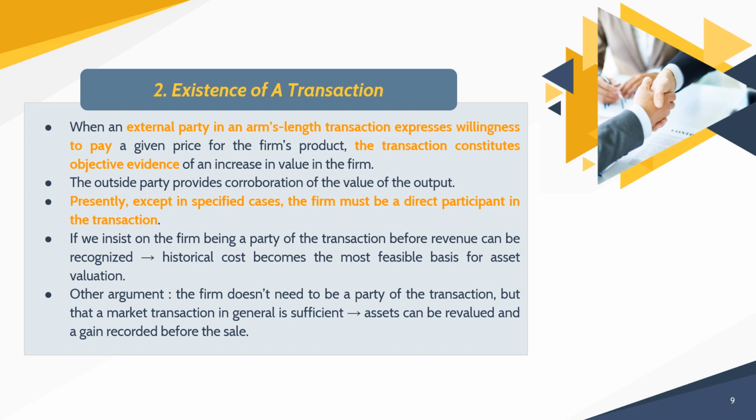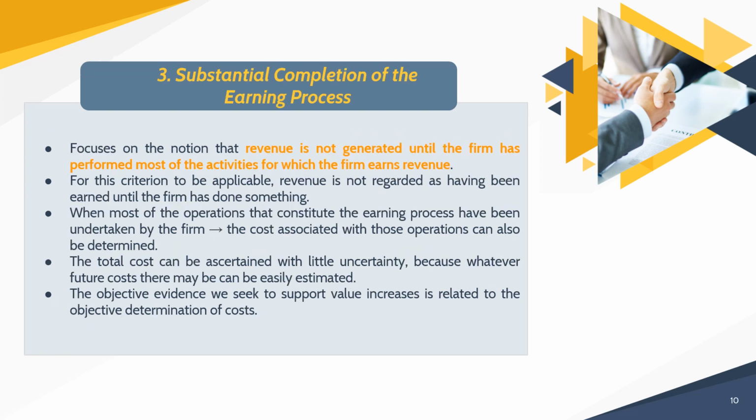The other argument said that the firm doesn't need to be a party of the transaction, but that a market transaction in general is sufficient. Therefore, asset can be revalued and a gain cannot be recorded before the sale. The last criteria is substantial completion of earning process. It focuses on the notion that revenue is not generated until the firm has performed most of the activities for which the firm earns revenue.